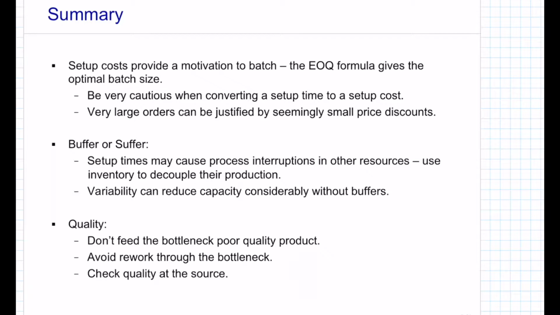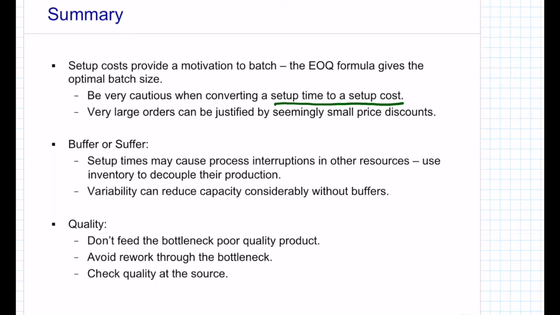To summarize, when setup costs are involved, we can make use of the EOQ formula to arrive at optimal batch sizes. But we need to be very cautious when we are converting setup time to setup cost. When there are even seemingly small price discounts, very large orders can be justified. We have seen that example.